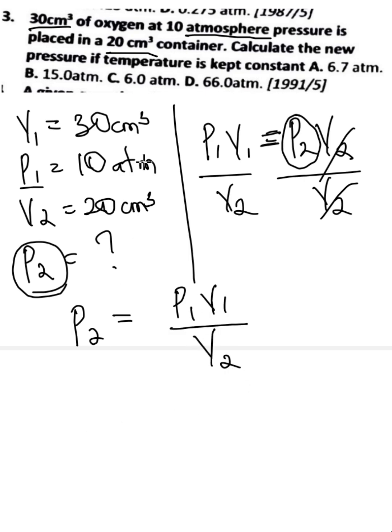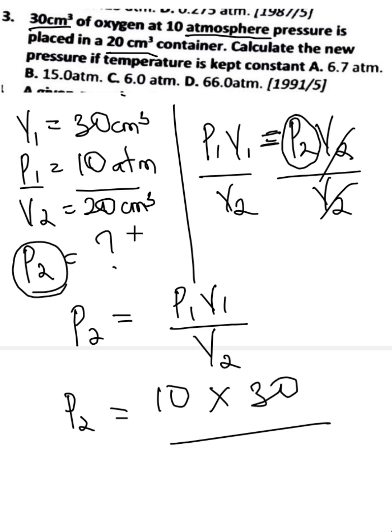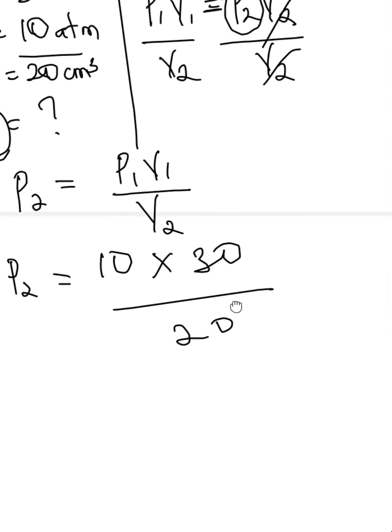Now, what will be the next thing you do? Carry all these values we have gotten and put them inside this formula. So we get P2 equal to P1. What will be P1 now? 10. So write 10 times what will be V1? V1 now is 30, over what will be V2? V2 now is 20. So 10 times 30 gives us 300.